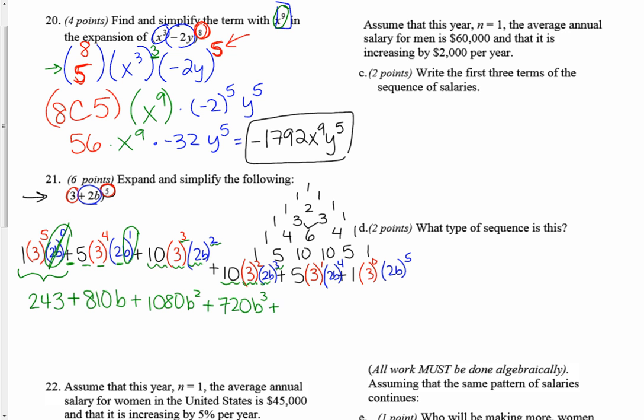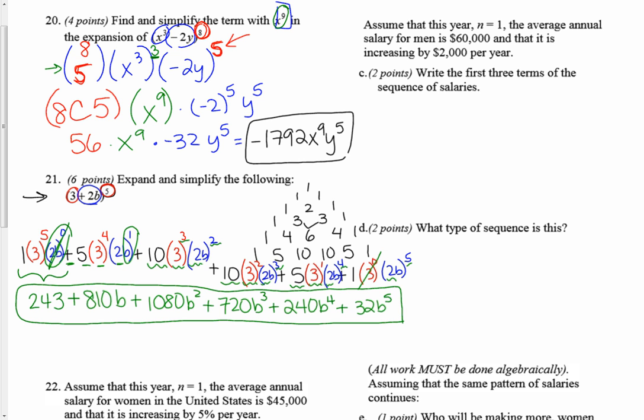For my next term, 5 times 3 to the 1st power, so I can just do times 3, and then times 2 to the 4th power. If I put it in my calculator, 5 times 3 times 2 to the 4th is 240. And that was b to the 4th power. On my last term, I have 1 times 3 to the 0. Well, 3 to the 0 will just be 1. And then I have that times 2 to the 5th, which is 32, b to the 5th. I cannot add any of these things together because none of them are like terms. They all have a different amount of b's. But I need that whole big expansion for number 21.